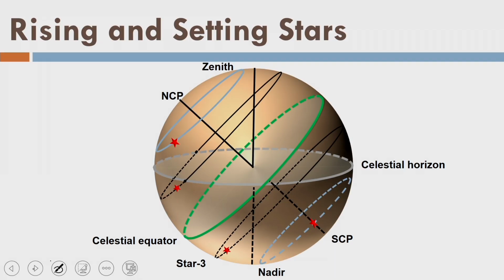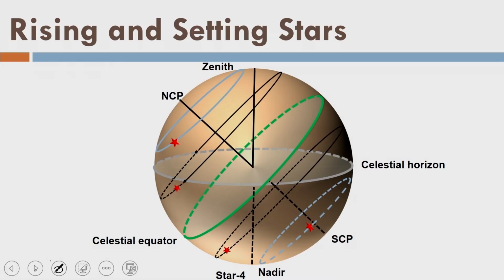If you look at star 2 and star 3, they are coming above the horizon and they are rising and setting. But what about star 4 like this, which is never coming above the horizon, and because it is moving like this as shown in the animation here.